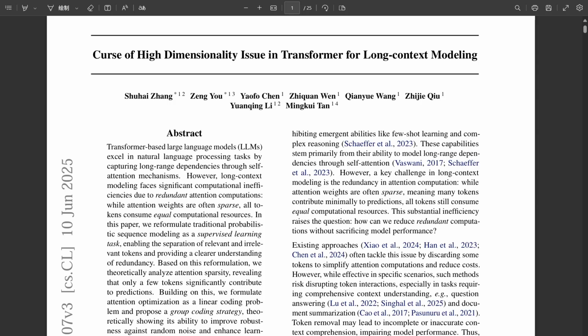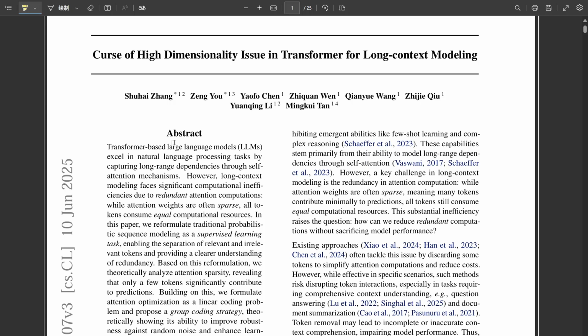So our source material for this deep dive is this fascinating research paper, Curse of High Dimensionality Issue in Transformer for Long Context Modeling. And we've also got some helpful study guides and briefings alongside it. Importantly, this paper isn't just pointing at the problem. Its whole mission is to propose and then rigorously test a new academically sound solution to tackle that exact redundancy issue, making these long context models genuinely practical at scale.